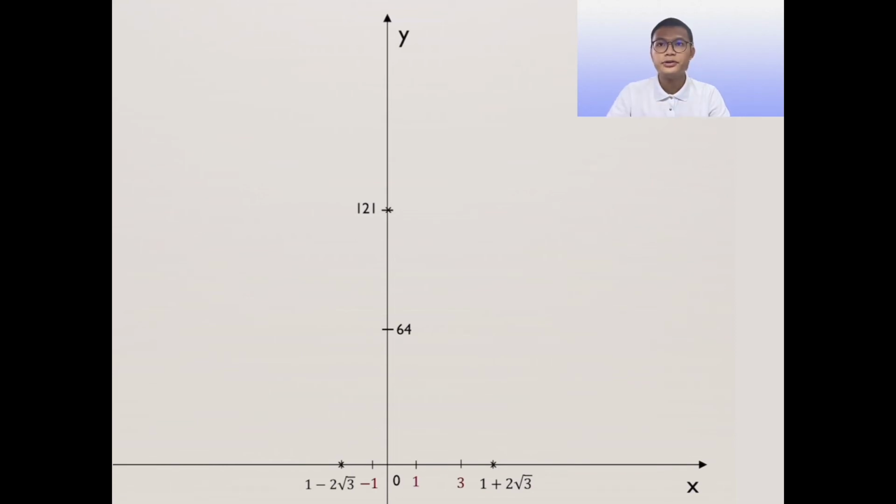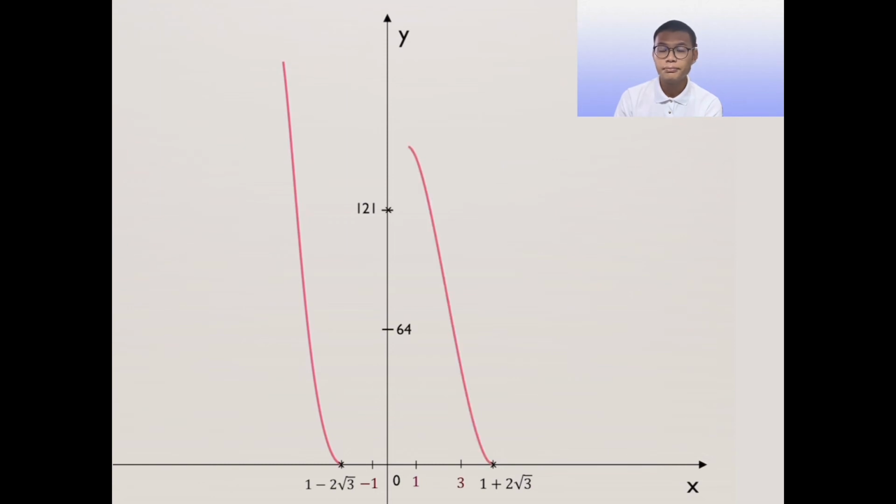Secondly, for the intervals that are increasing and decreasing, when we set the first derivative f prime x equal to 0, we get the test values 1, 1 minus 2 root 3, and 1 plus 2 root 3. When we test the values, we find that the graph is decreasing on negative infinity to 1 minus 2 root 3, and 1 to 1 plus 2 root 3, whereas the graph is increasing on 1 minus 2 root 3 to 1, and 1 plus 2 root 3 to infinity.